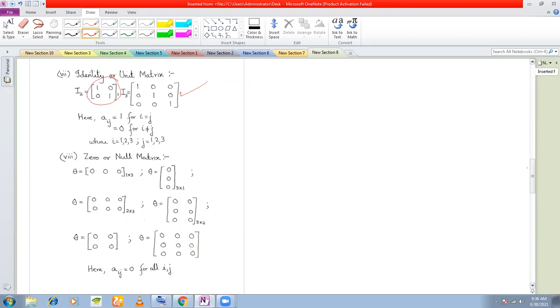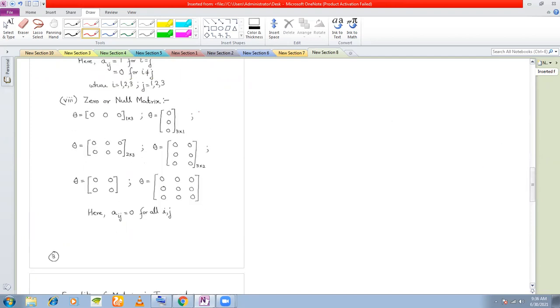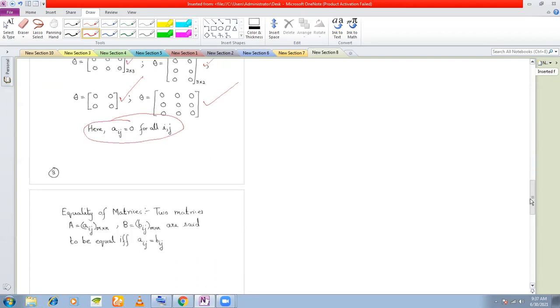And finally, we have the definition of a zero or null matrix. Now, what is a zero or null matrix? This is a zero matrix, 1 by 3. This is a row matrix which is a zero matrix. This is a column matrix which is a zero matrix. This is a matrix of order 2 by 3 which is a null matrix. This is a matrix of order 3 by 2 which is a null matrix. This is a square matrix of order 2 which is null. And this is a square matrix of order 3 which is null. The mathematical representation here is Aij is equal to 0 for all i and j.